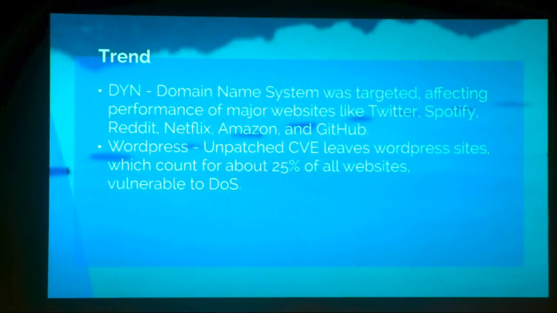So the trend we see here with Dyn, the domain name system was targeted, affecting performance of major websites. It was very memorable because Twitter was actually down, which I know to some people means that the world is ending, but thankfully it did not. We had Spotify, Reddit, Netflix, Amazon, GitHub. Major web traffic was affected. And with WordPress, what we see now is an unpatched CVE leaves WordPress sites, which are about a quarter of all sites on the internet, potentially vulnerable to denial of service.